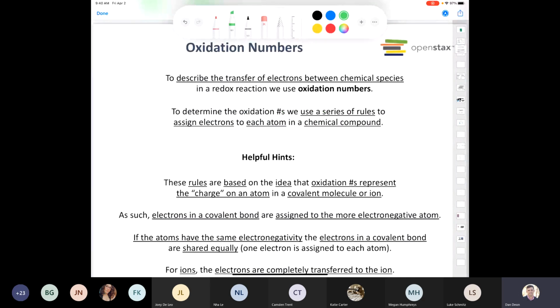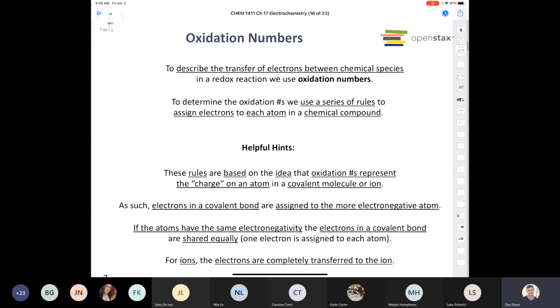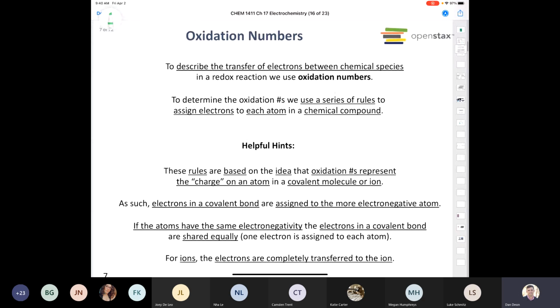So oxidation numbers. I went over this last class with you, so I'm going to cover it really quickly today. But when we're looking at the transfer of electrons in a redox reaction, we have to be able to assign what oxidation numbers are.